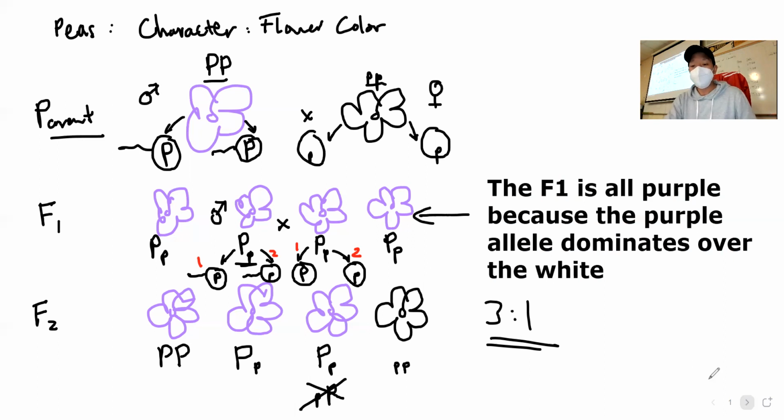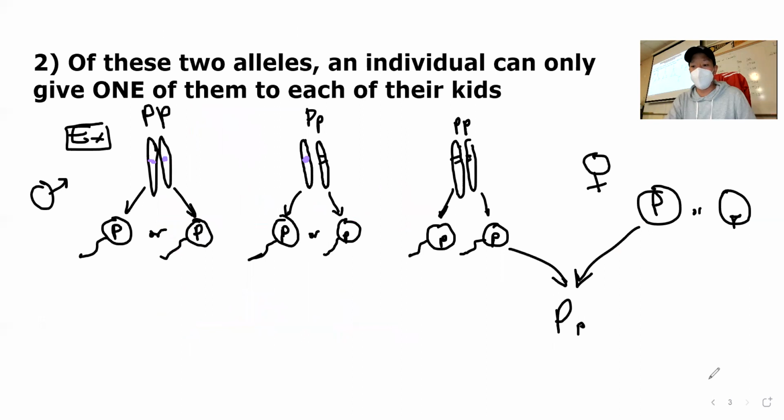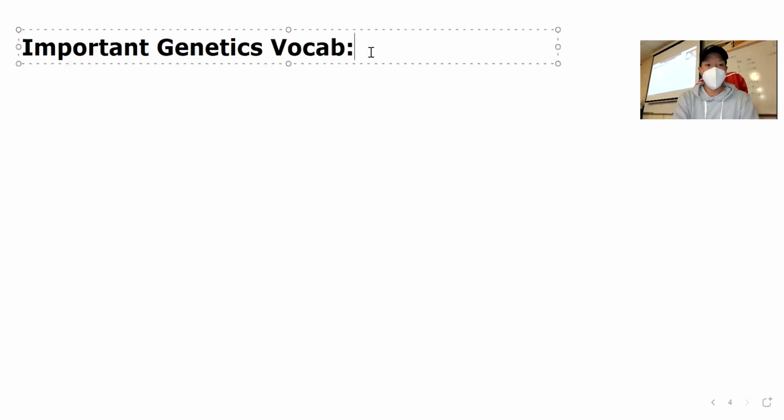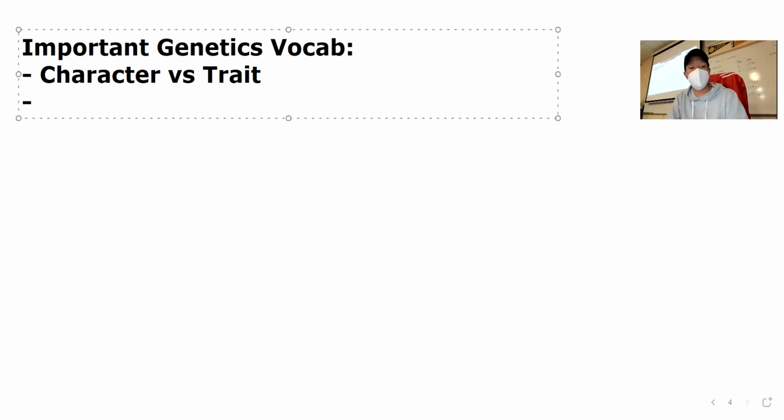Okay? So I'm going to skip ahead here down to the end. I'm going to give you a couple more key terms, and then we're going to be done with this. Okay? So important genetics vocab. You guys already know character versus trait, so I'm not going to give you a definition for that, but you should know the difference there.